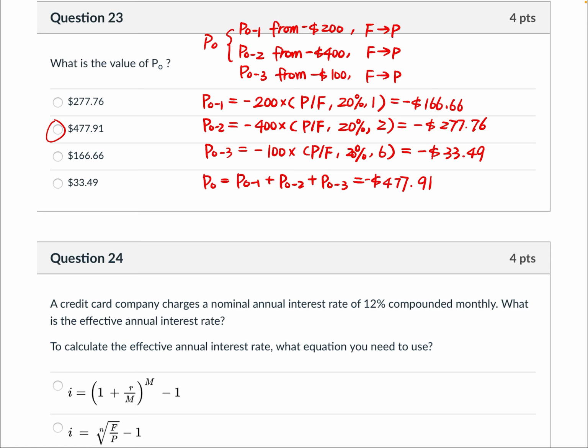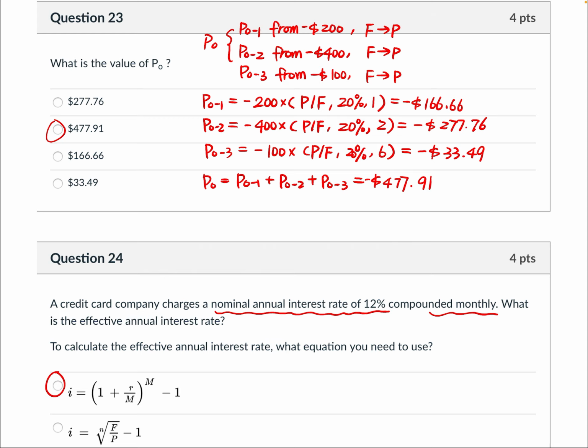All right, the last problem is about the effective interest rate. A credit card company charges a nominal annual interest rate of 12% compounded monthly. So what is the effective annual interest rate? We have a formula, right? This is the formula you need to use.